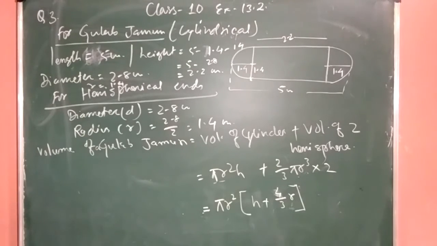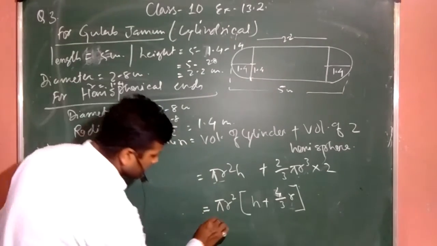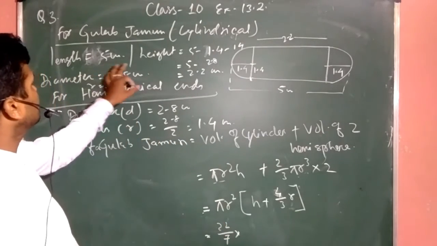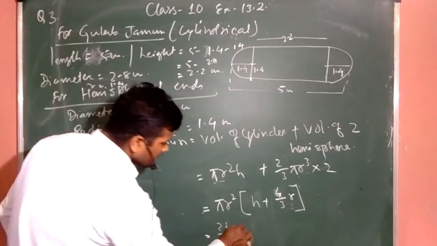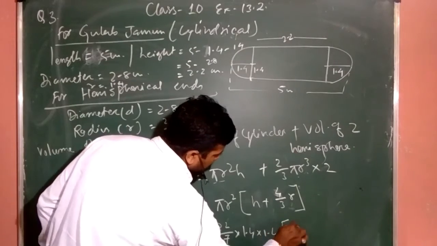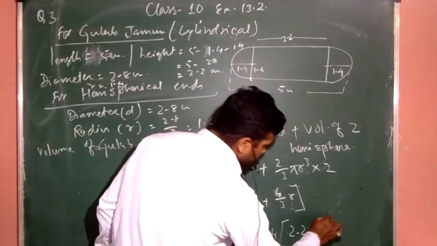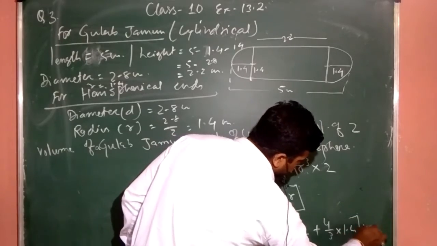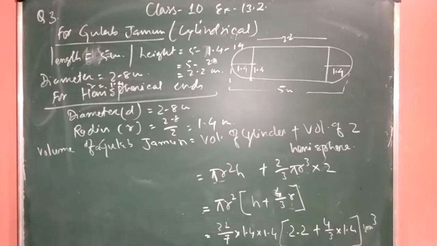When we put the values, we get pi in terms of 22 by 7. And r is how much? r is 1.4. So 1.4 into 1.4, height is 2.2 plus 4 by 3 r, so 4 by 3 into 1.4. This is in centimeter cube. Now I will rub the upper one once.